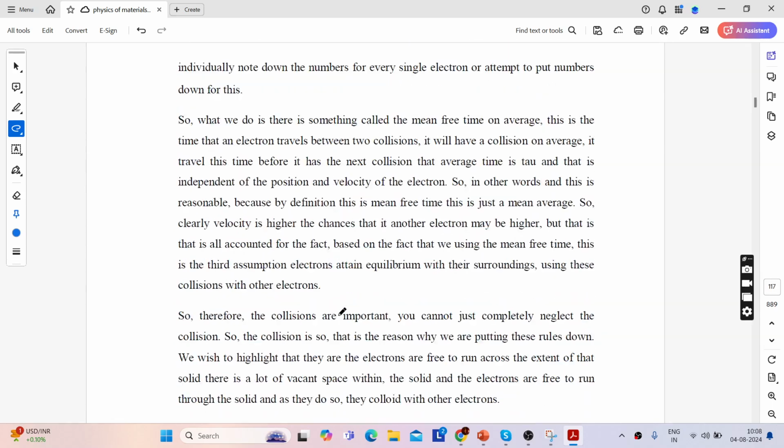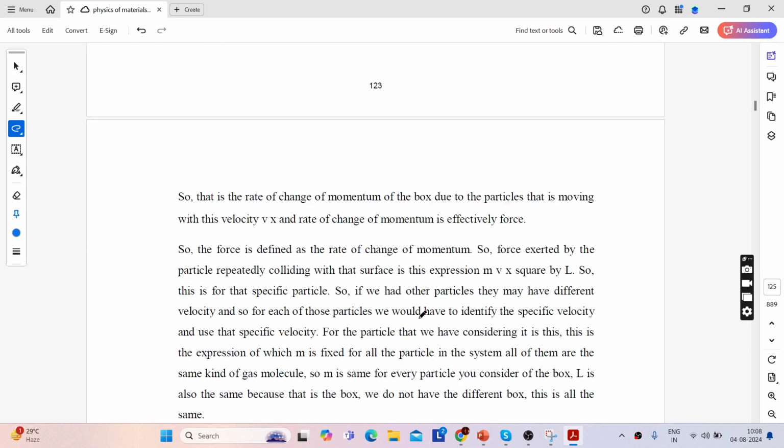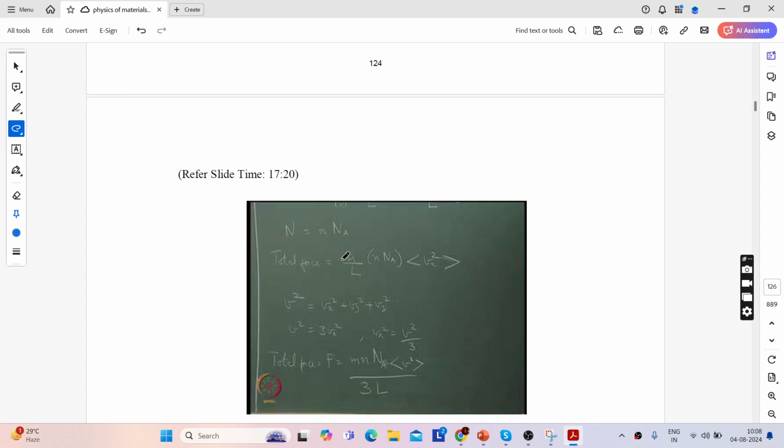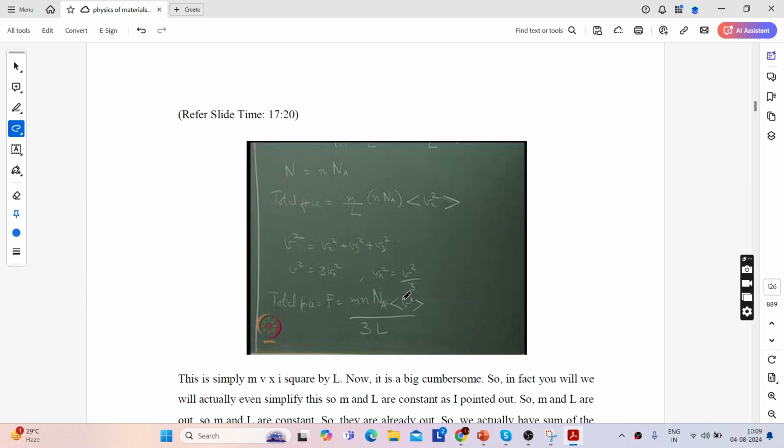So these things you have to remember. I hope all of you went through the classes, and here also we are discussing the ideal gas situation applied to the free electron gas. So we are considering a box with an ideal gas, and how we are treating the atoms in the box. We are calculating the rate of change of momentum, that is nothing but force, and the total force will be, with the number of moles n times Avogadro number, this much. The velocity v squared is the sum over three directions, 3 vx squared, so vx squared will be v squared by 3, so the total force will be m n N_A v squared by 3L.